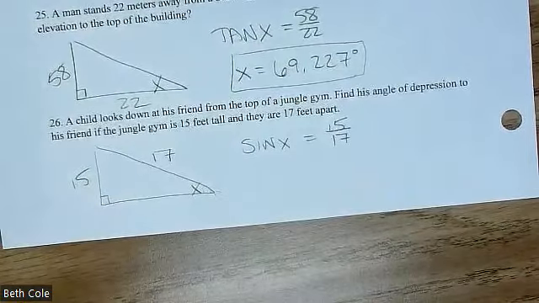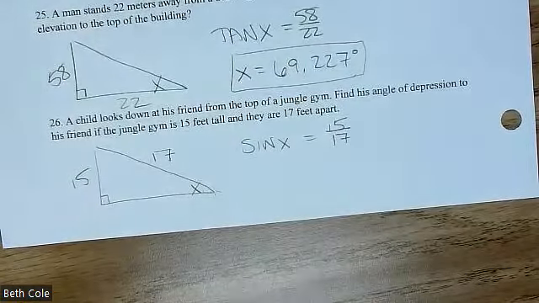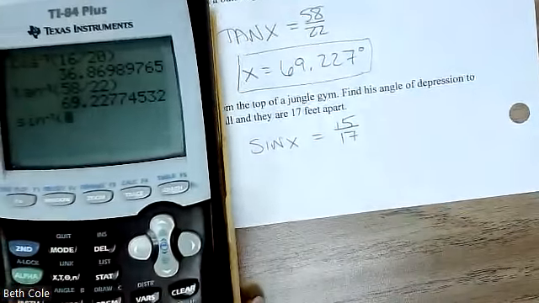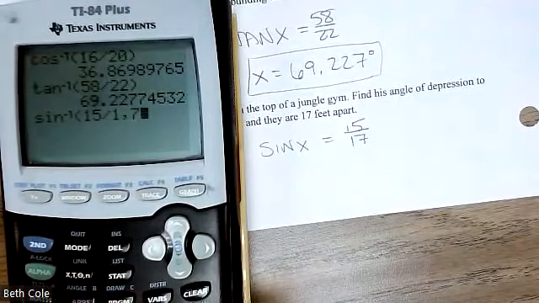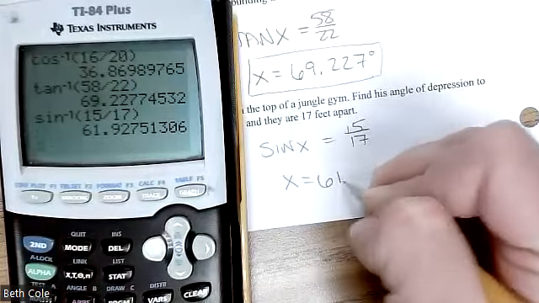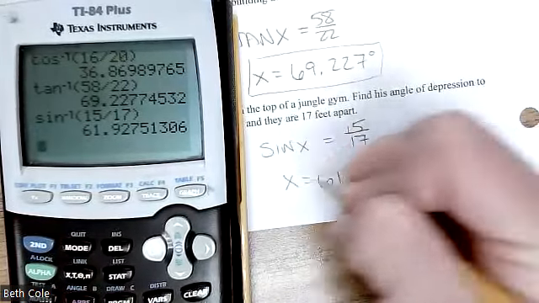Oh, okay. Sorry. Hold on a second. All right, and so we're going to type in second sine of 15 over 17. So x equals 61.927 degrees.